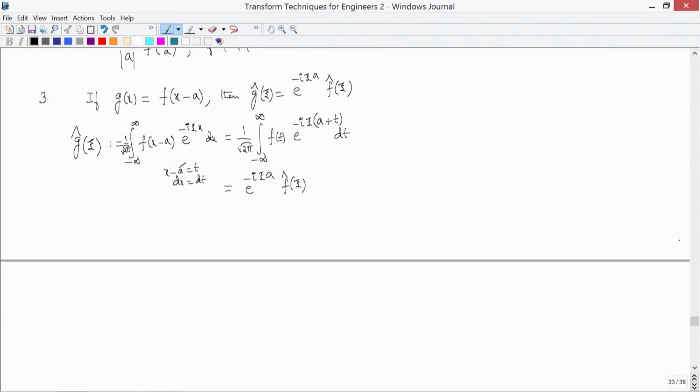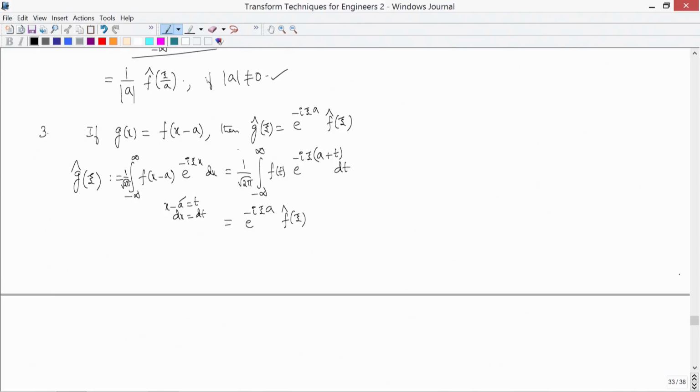The next thing is, this also tells you that the Fourier transform of some function multiplied by the exponential e power minus i xi a, its inverse Fourier transform is exactly f shifted, f at x minus a. So this gives you that information about shifting.